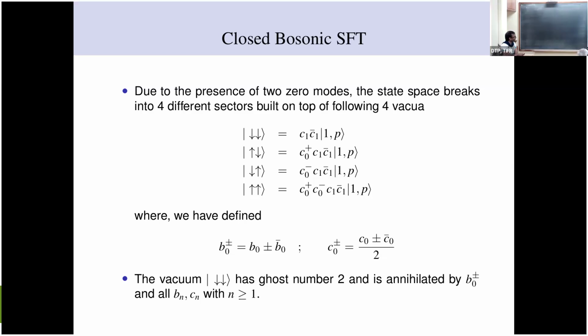Here b_0^± and c_0^± are defined in this way: b_0^± = b_0 ± b̄_0, and c_0^± = (c_0 ± c̄_0)/2. The first vacuum has ghost number 2 because it has 2 c modes, and it is annihilated by all b_n and c_n, so also by b_0^± as well as all b_n and c_n with n greater than or equal to 2.